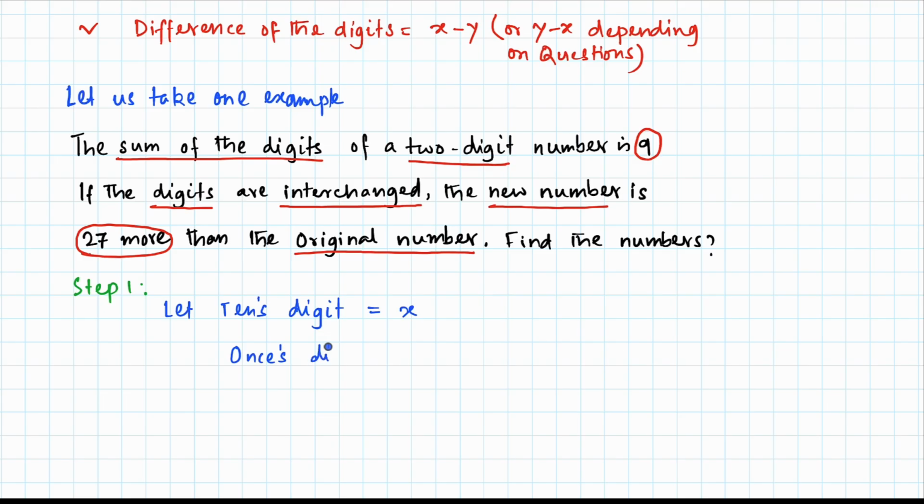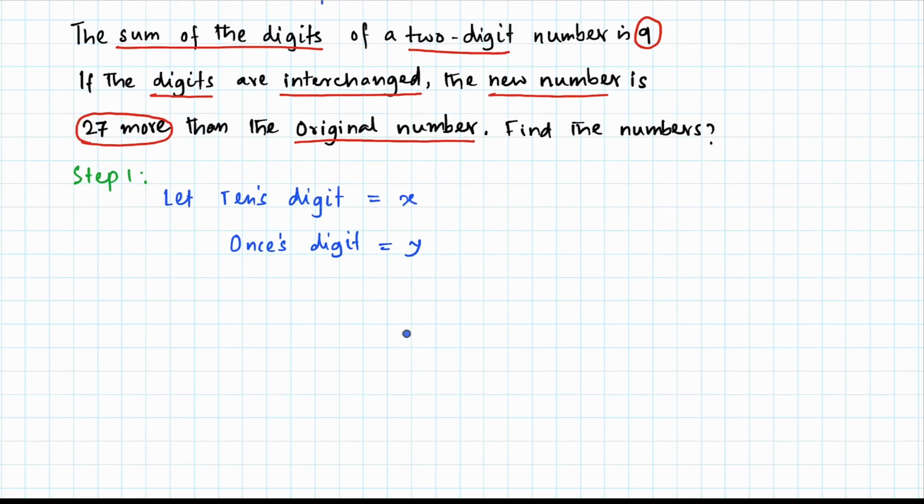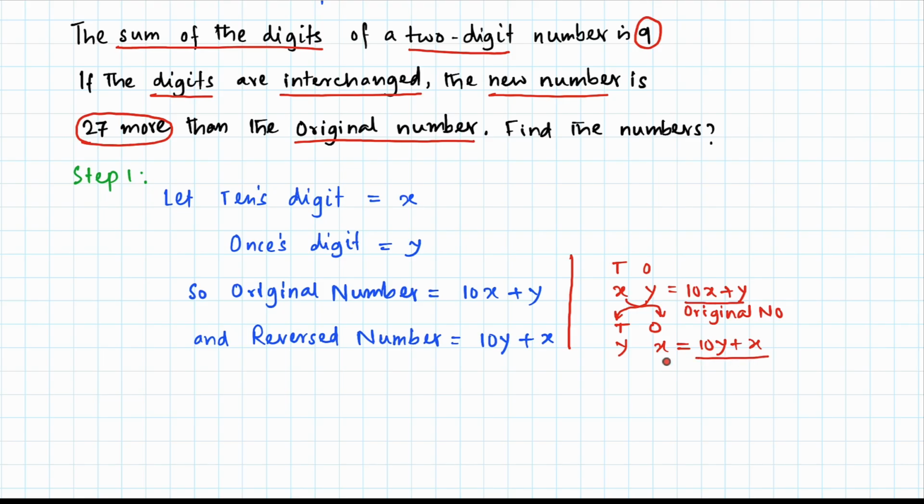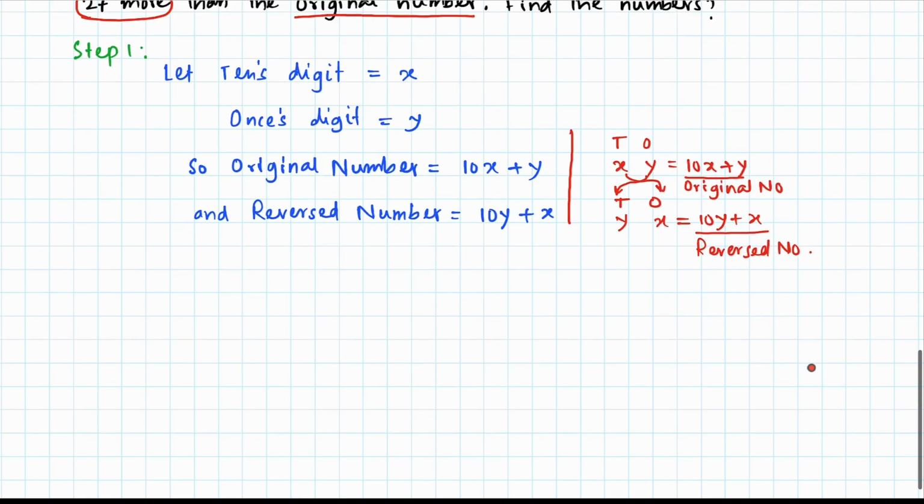So step 1. First, assign the variables. The tens digit is x, the ones digit is y. So the original number becomes, as we have learnt, 10x plus y, and the reverse number becomes 10y plus x. So we have formulated these two numbers. Tens and ones, we are interchanging, and now y got the position of 10 and x got the position of 1. So this is the original number and this is the reverse number.